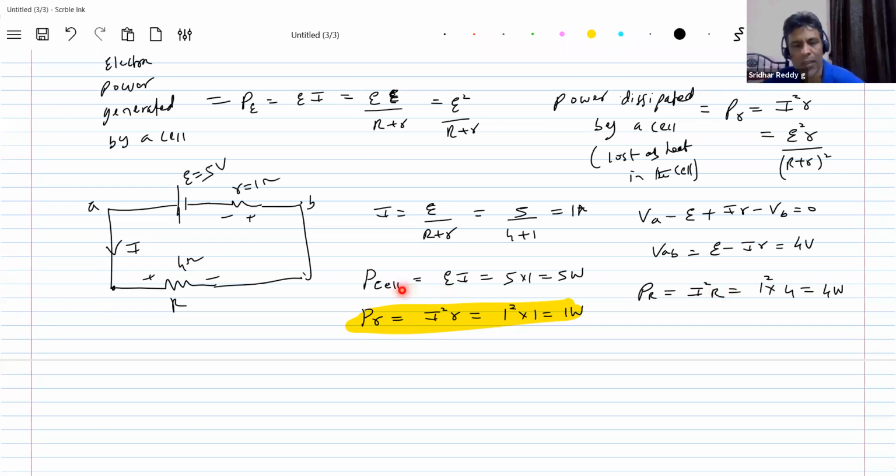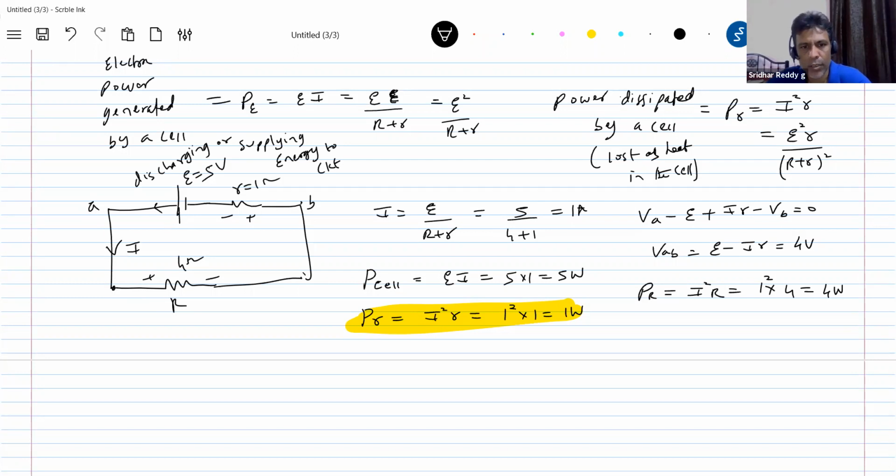So here what we say now, if a current I leaves a cell, then we say it is discharging. Discharging you have to call, because it is supplying energy to the circuit. Discharging, or supplying energy to the circuit. So this is the power generated by the cell.